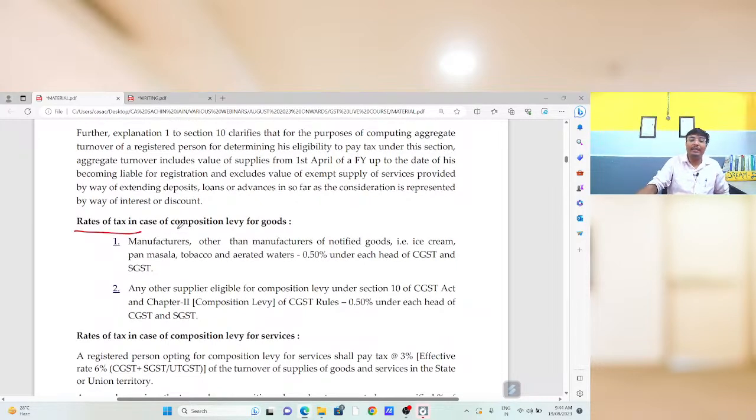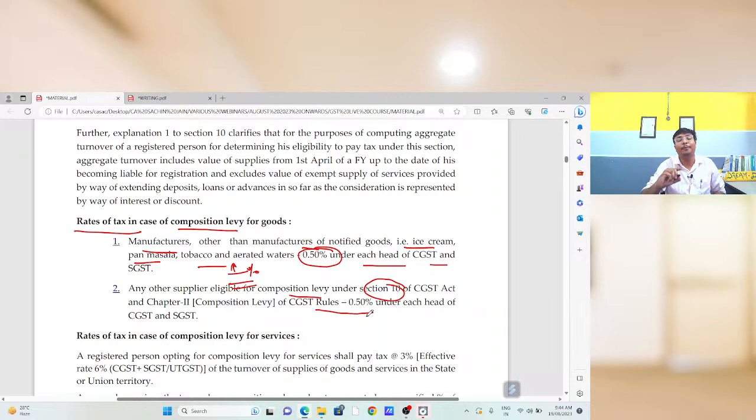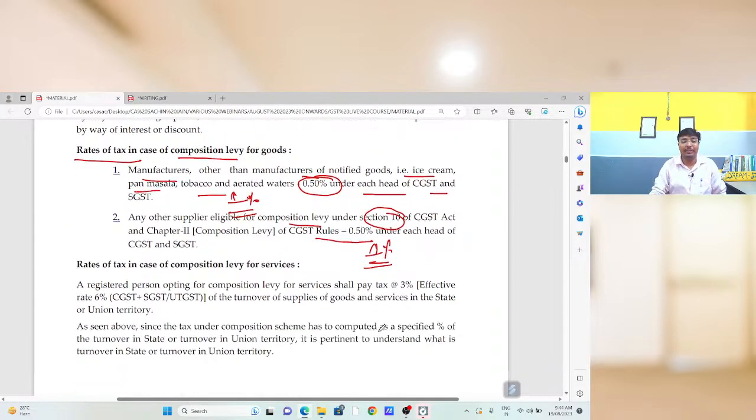what will be the rate of tax in case of composition levy? So manufacturers other than manufacturer of notified goods, that is ice cream, pan masala, tobacco, in that case 0.50% under each head of CGST and SGST, that is 1% GST will be applicable. Any other supplier eligible for composition scheme under section 10, in that case also the rate of tax will be 0.5% under CGST and 0.5% under SGST. So conclusively, the 1% tax will be applicable in case of composition supply of goods, and in case of supply of services, rate will be 6%, but the turnover limit is 50 lakh.